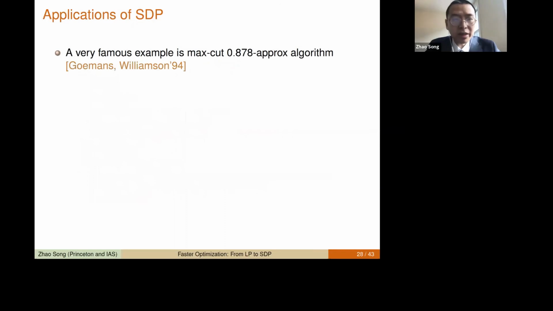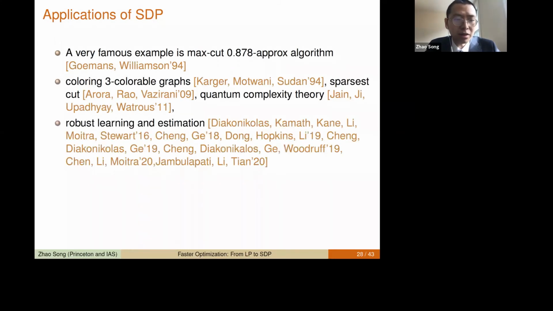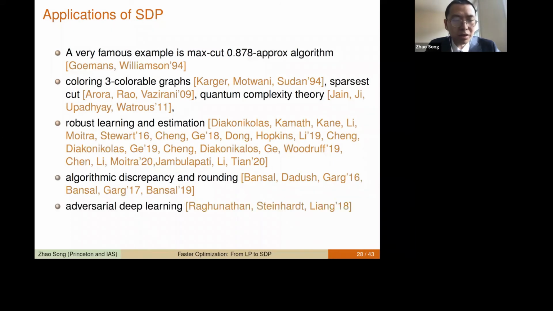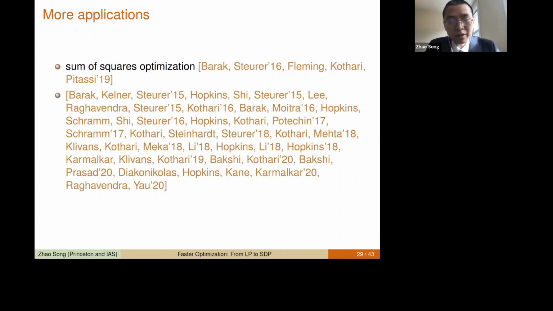SDP has so many applications in TCS and machine learning. One very famous example is the Max-Cut algorithm, which I think everyone knows. SDP also has many other applications in learning, in discrepancy, and in adversarial machine learning. Another important application is that if you use sum of squares to solve problems, usually you can write an SDP formulation.